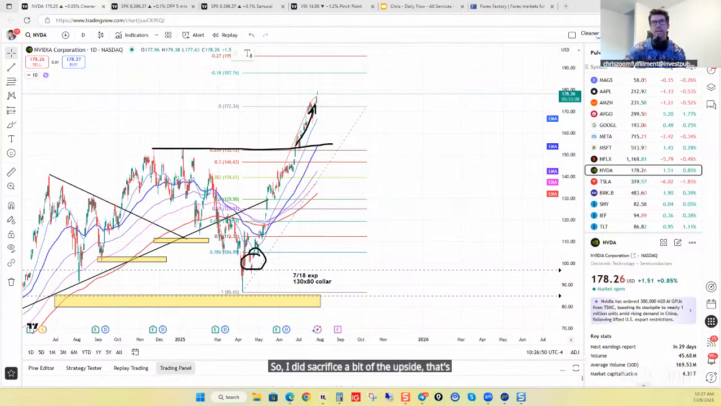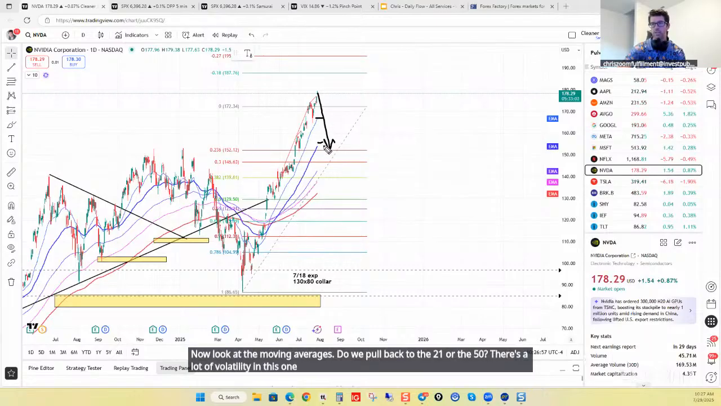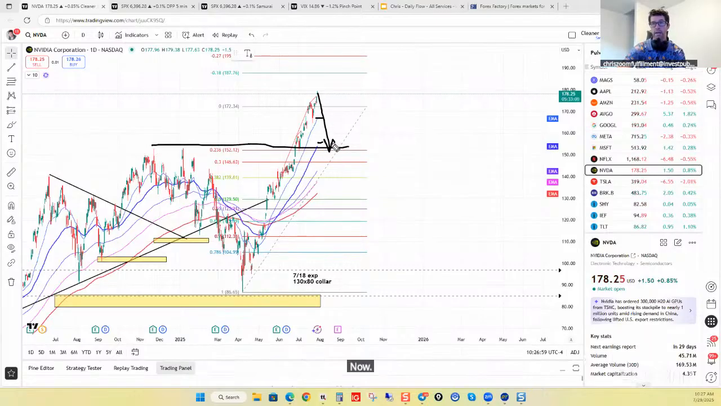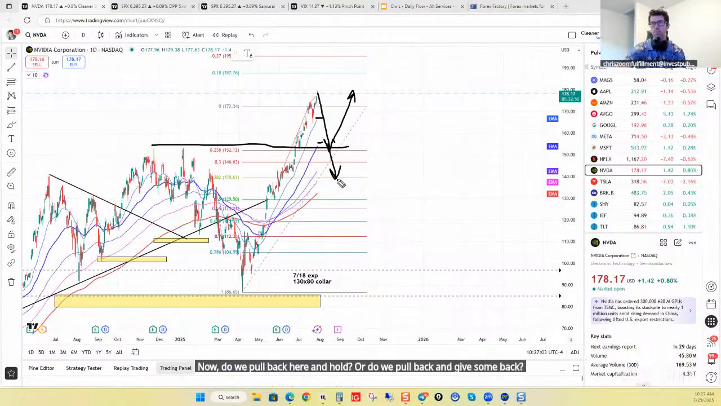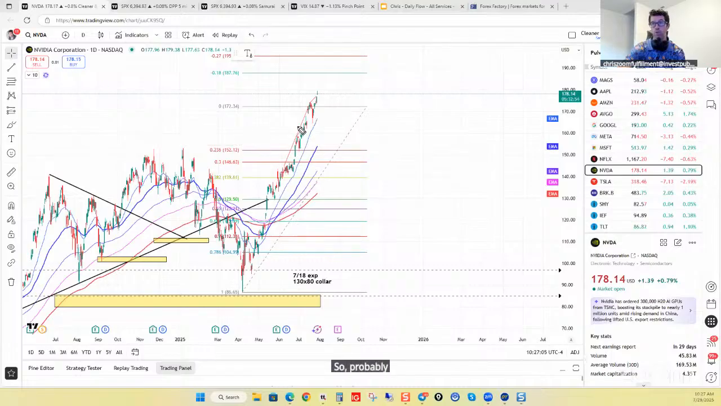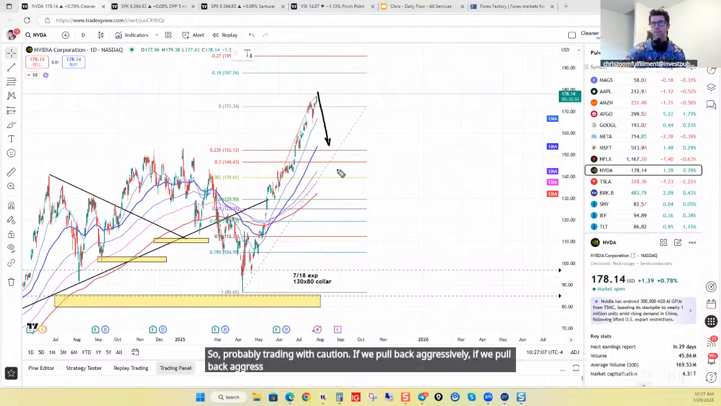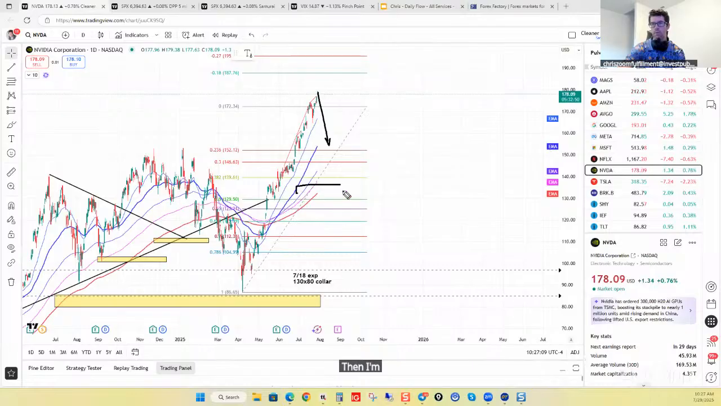That's okay. Now look at the moving averages. Do we pull back to the 21 or the 50? There's a lot of volatility in this one. A pullback is understandable. Now, do we pull back here and hold, or do we pull back and give some back? So probably trading with caution. If we pull back aggressively on Nvidia, then I'm probably looking at more ratio spreads and things that I do for my Project Options Edge class.